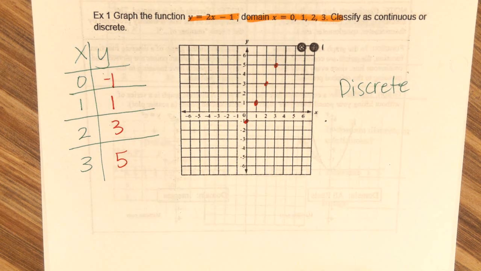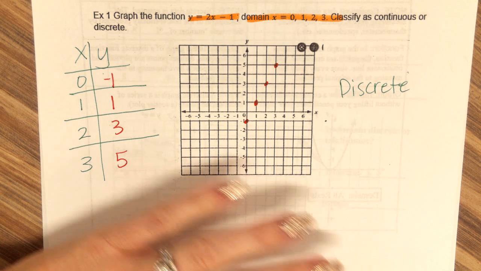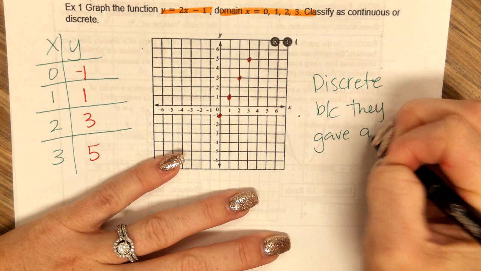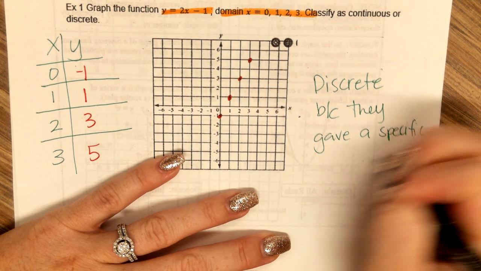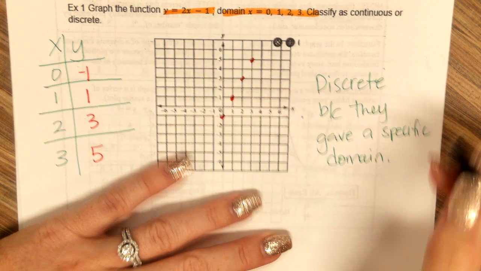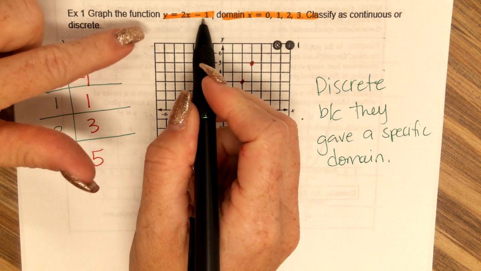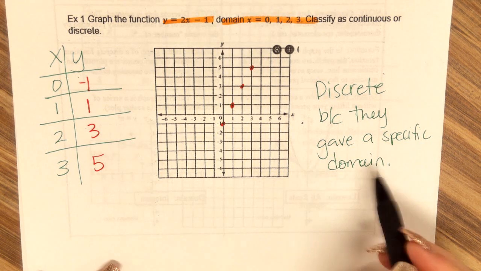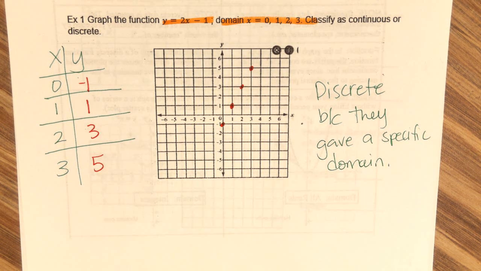And it is discrete because I would not connect these dots, because they gave a specific domain. Now, if they had just given you this function and they didn't specify the domain, it would have been continuous because I could keep graphing on and on and on. But because they gave a specific domain, it is discrete. All right, turn the page.